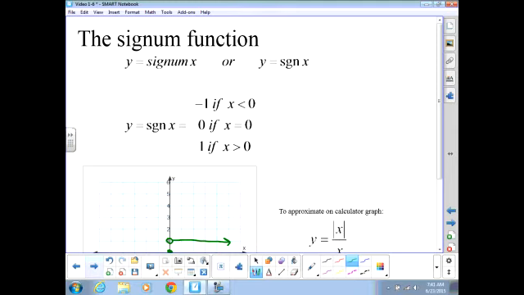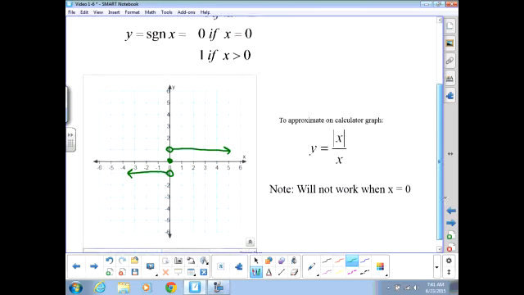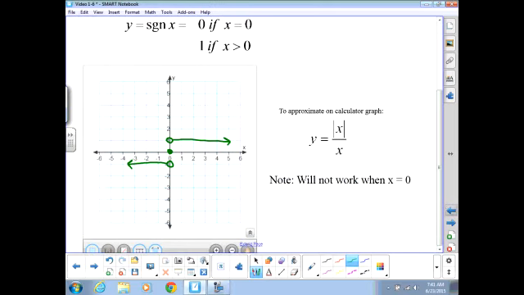It can be written as y equals signum x or abbreviated as y equals sgn x. How the signum function is defined: if your x values are negative, the y value is negative 1. If your x value is 0, the y value is 0, and if your x value is positive, your y value is positive 1. The graph of it is shown. So again, negative x's produce a negative 1 y value, positive x's produce a positive 1 y value, and an x value of 0 gives you a y value of 0.